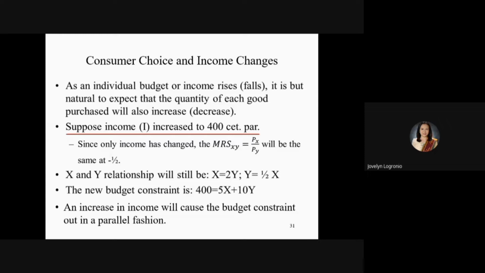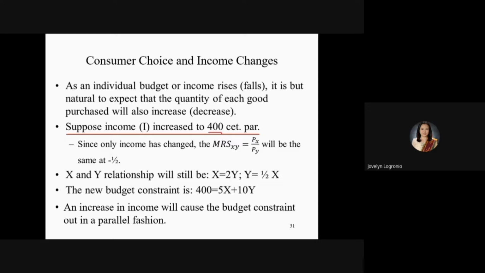But it is also possible that although our income increases, there's a certain situation where our consumption of a certain good will decrease. Okay, for example, income increased to 400, ceteris paribus. So, ceteris paribus here means no changes in the prices of X and Y, but income of the consumer only. From 200, it becomes 400, it doubled, but no changes on the prices of X and Y.